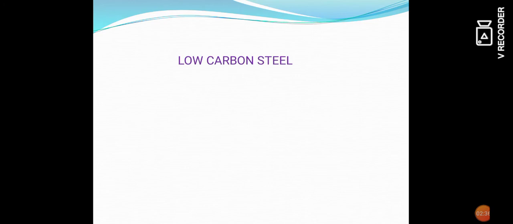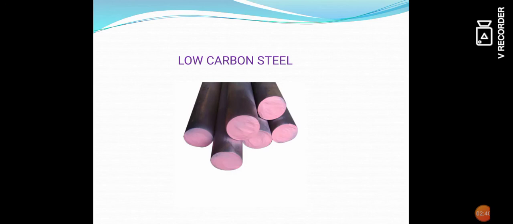Now let us see the image of low carbon steel. In the picture, we can see low carbon steel. In general, it is used for the manufacturing of steel rods, as shown in the figure.